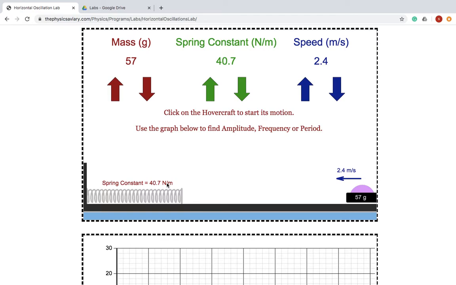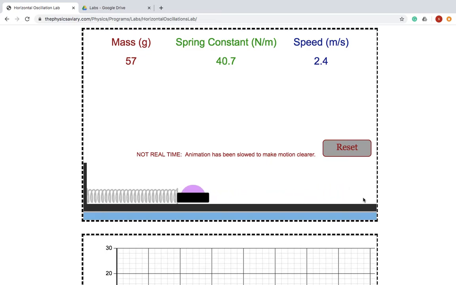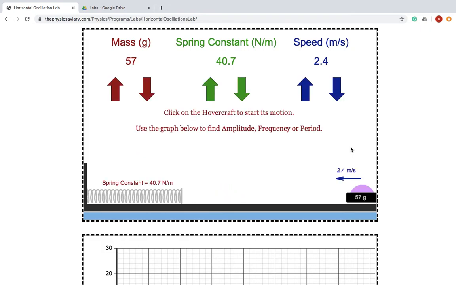This is all qualitative. The hovercraft is going to hit the spring going at a velocity of 2.4 meters per second. I would like you just to watch it quickly. Here we go. As you can see, the hovercraft hit the spring, and the instant it hits the spring, it attaches to it, and then it goes back and forth. It has oscillating motion, meaning it goes back and forth. It has cycles that are evenly timed. All right, I'm going to reset it.